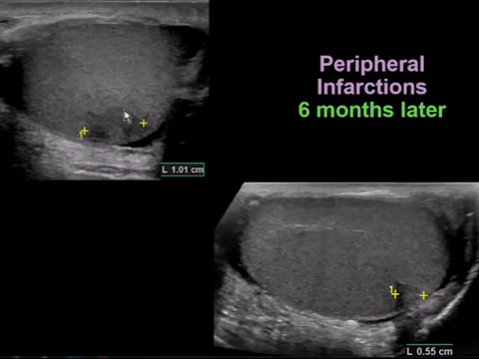We still see a residual hypoechoic lesion. It does extend to the periphery. In one view, it is wedge-shaped.